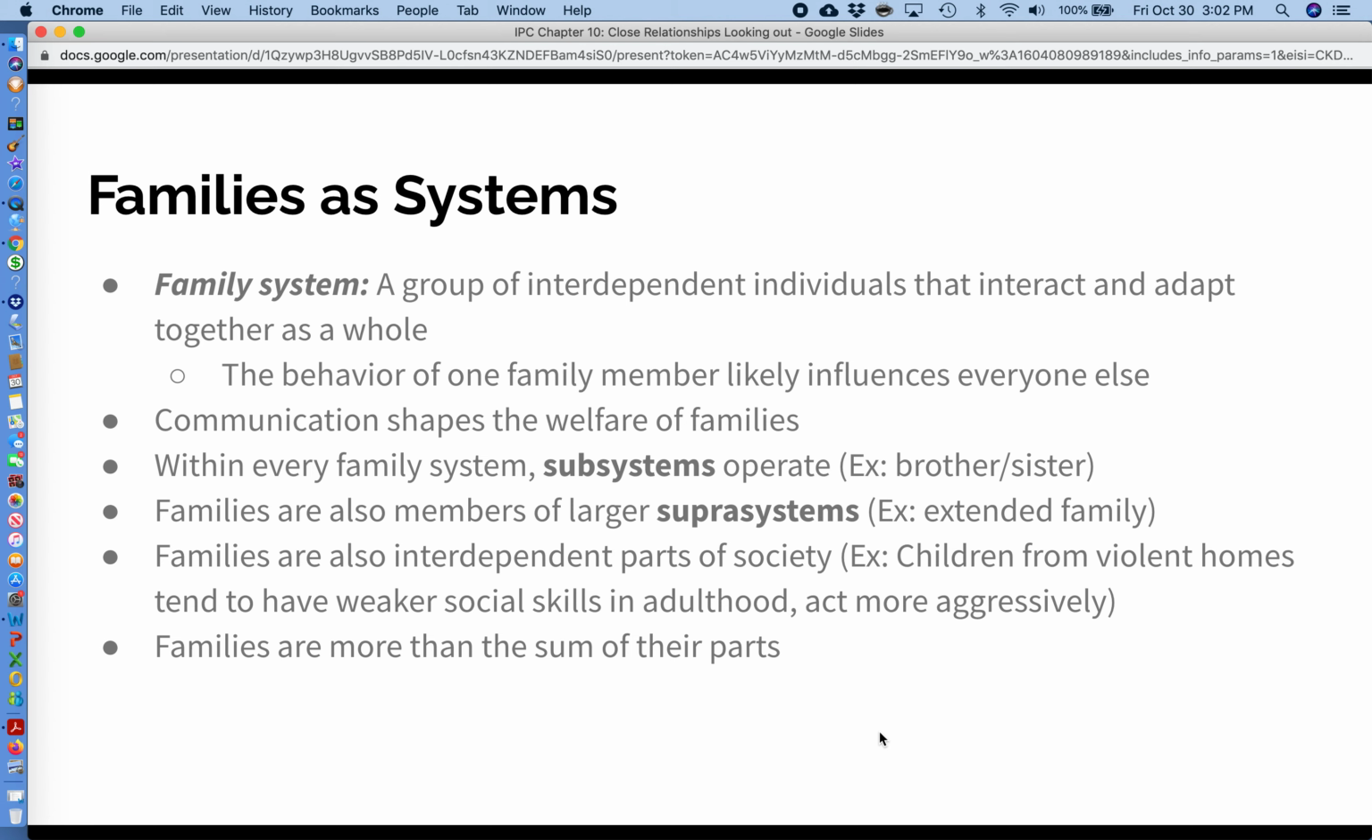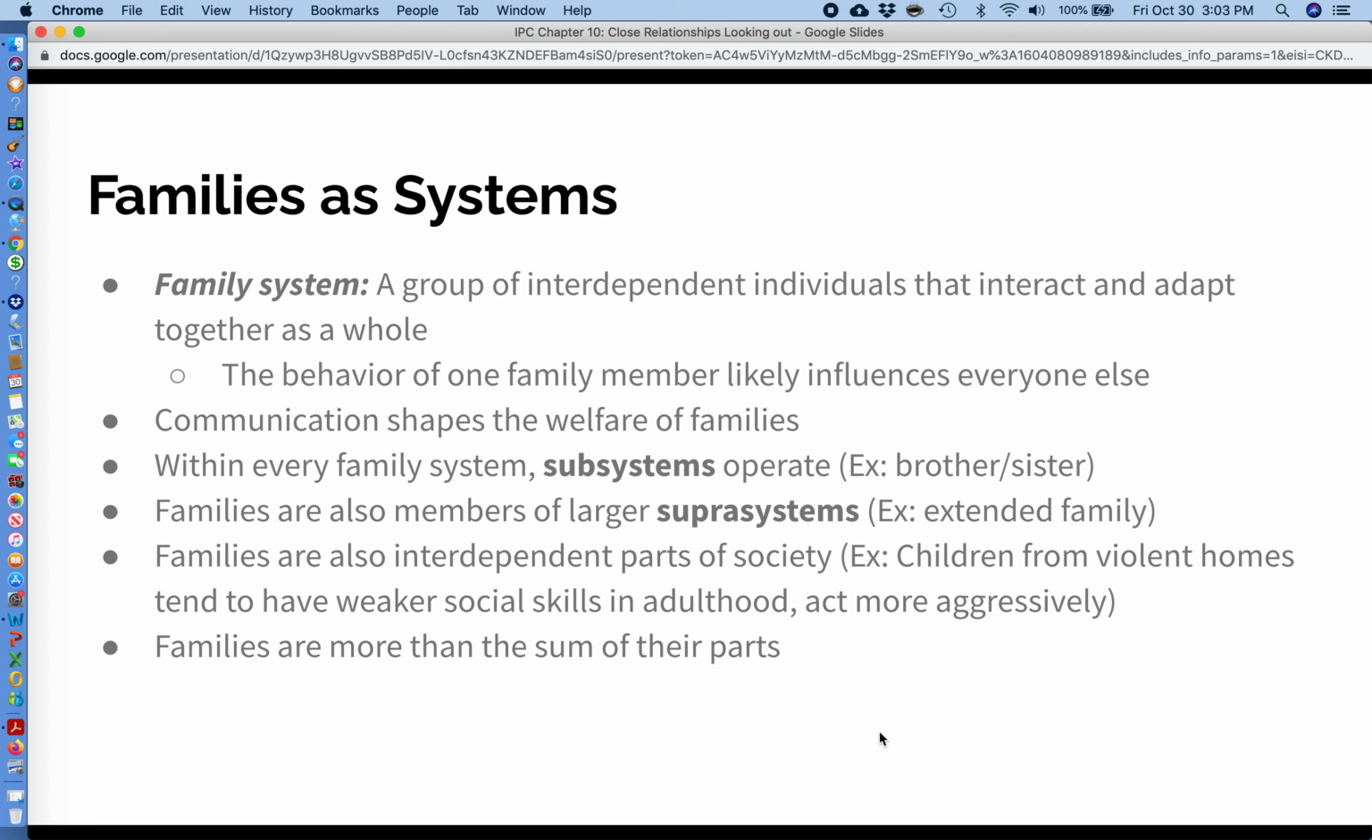Now, families also, of course, are interdependent parts of society. Families operate within a society, but what happens within that family also affects society more broadly. For example, children from violent homes tend to have weaker social skills in adulthood and are more likely to commit acts of aggression. So the way your family treats you when you're little, if they treat you badly and they're violent to each other, for example, then chances are you're going to grow up and be violent too, and that has effects that reverberate throughout society.